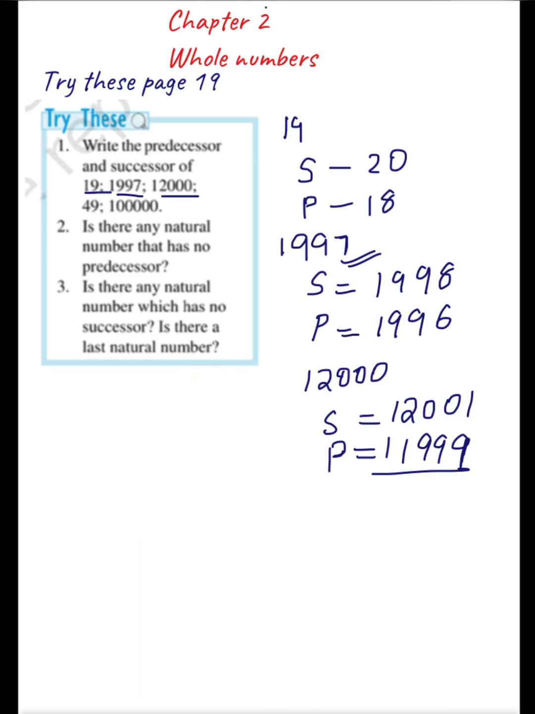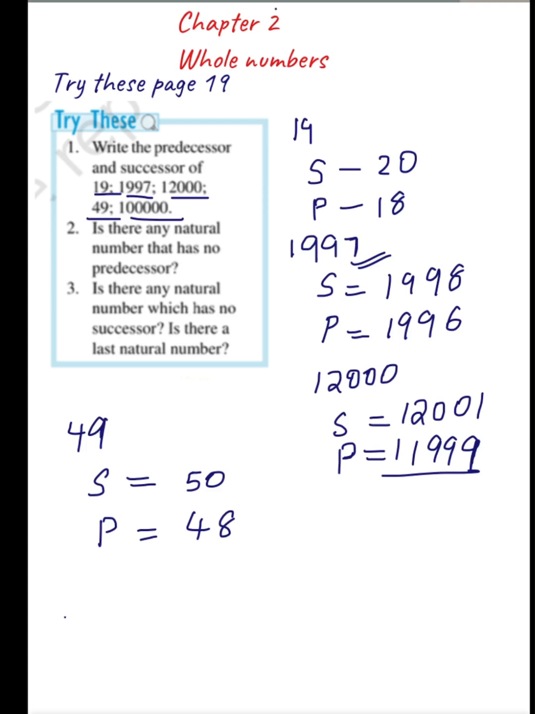Understand? Now let's see the next one. Next one is 49. What will be the successor of 49? 49 plus 1 is what? 50. 50 will be the successor. What about the predecessor? Predecessor will be 49 minus 1, which is 48. Understand? So that's done.